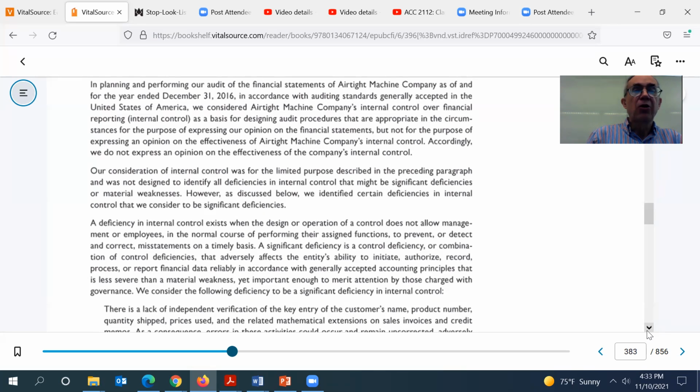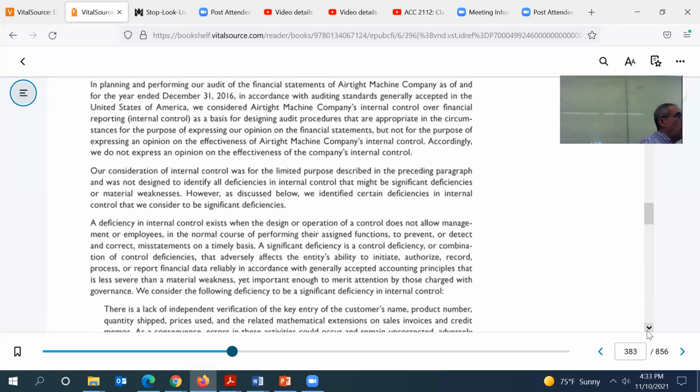Well, we considered Airtight Machine Company's internal control over financial reporting, or internal control, as a basis for designing audit procedures that are appropriate in the circumstances for the purpose of expressing our opinion on the financial statements, but not for the purpose of expressing an opinion on the effectiveness of Airtight Machine Company's internal control. Accordingly, we do not express an opinion on the effectiveness of the company's internal control.